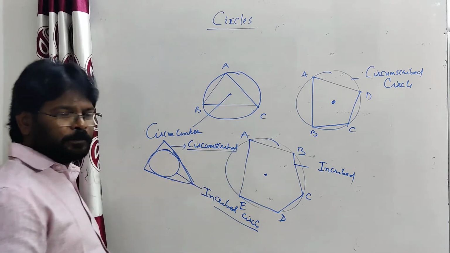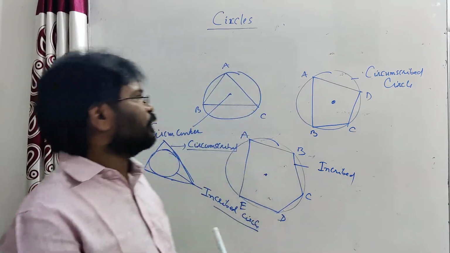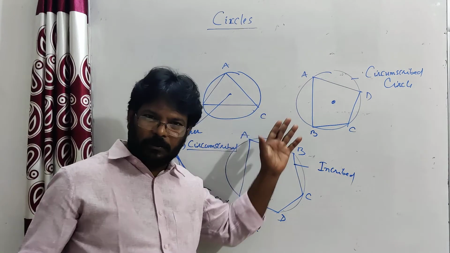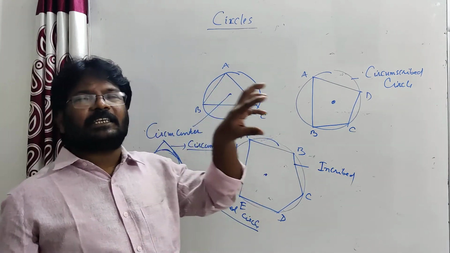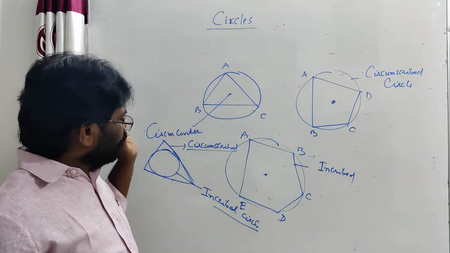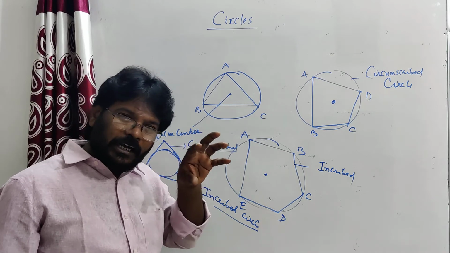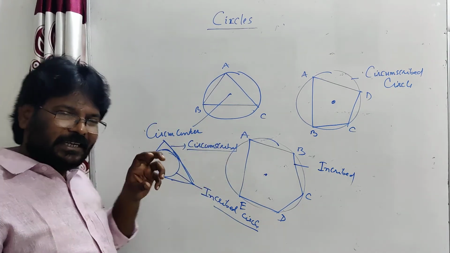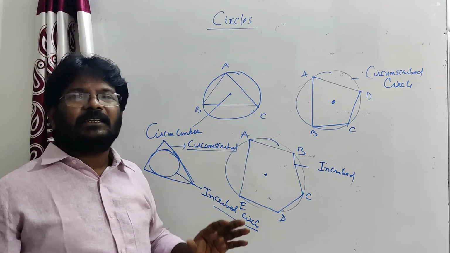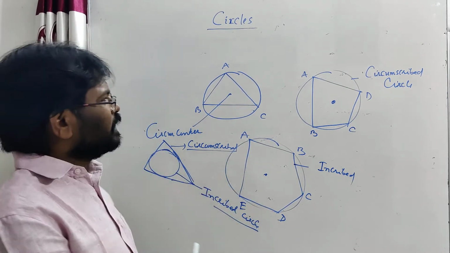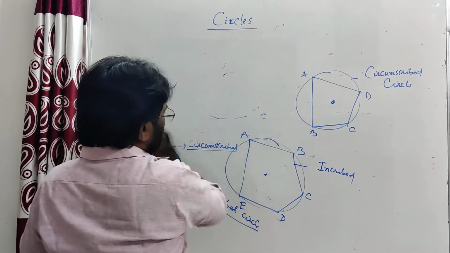Do you understand? A circle which is passing through all the vertices of a polygon is known as circumscribed circle, whose center is the circumcenter, and the polygon is an inscribed polygon. Whereas the circle that touches all the sides of a polygon and totally lies inside the polygon is known as inscribed circle, and the polygon is circumscribed. These are very, very important for solving problems and theorems, I think.